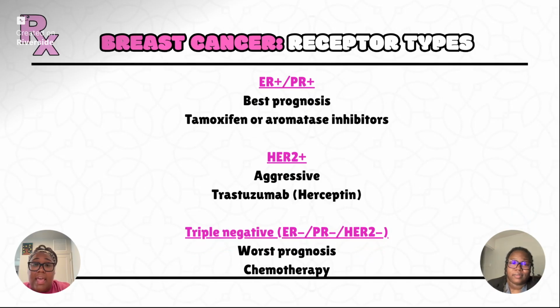So you have the ER positive and the PR positive. That's just estrogen receptor positive and progesterone receptor positive. These are your hormonal breast cancers. They have the best prognosis, and usually tamoxifen or aromatase inhibitors will help with these types of cancers.